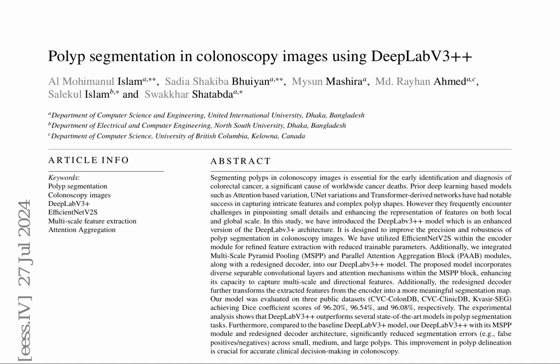trainable parameters. Additionally, it integrates multi-scale pyramid pooling, MSPP, and parallel attention aggregation block, PAB, modules, along with a redesigned decoder, to enhance its capacity to capture multi-scale and directional features. The MSPP block incorporates diverse separable convolutional layers and attention mechanisms, enabling the model to capture intricate features and complex polyp shapes. The redesigned decoder transforms the extracted features from the encoder into a more meaningful segmentation map.